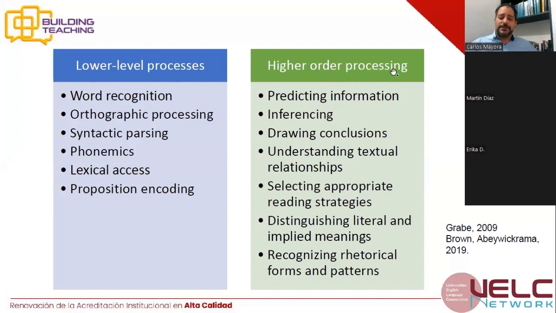And higher order processing is less language centered and more cognitive. It involves predicting information, making inferences, drawing conclusions, understanding textual relationships, selecting appropriate reading strategies, distinguishing literal meanings from implied meanings, and recognizing the rhetorical structure of a text.